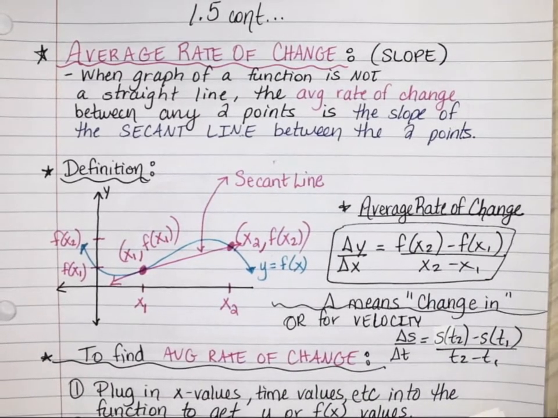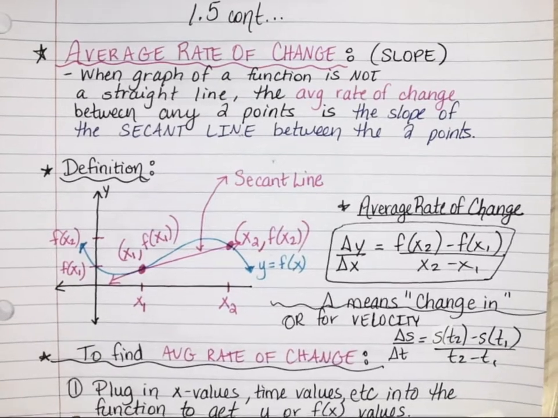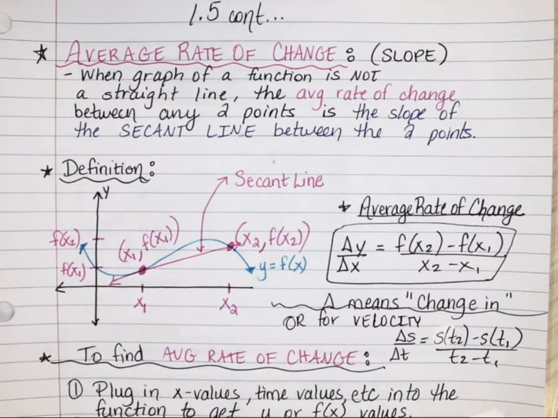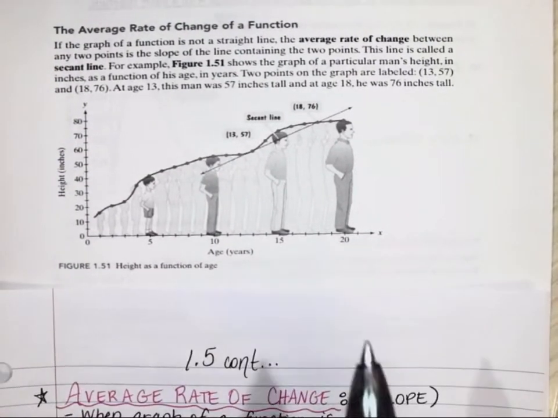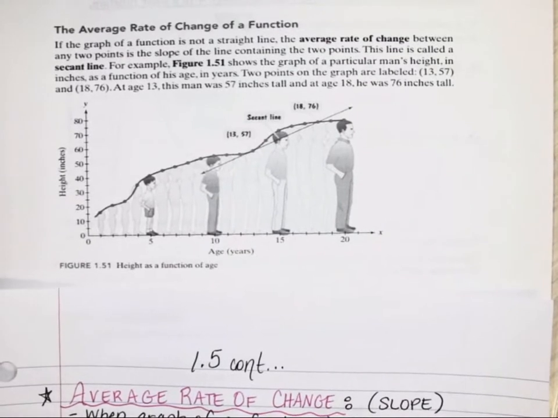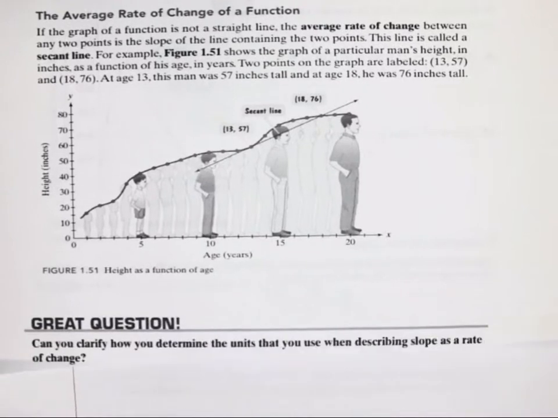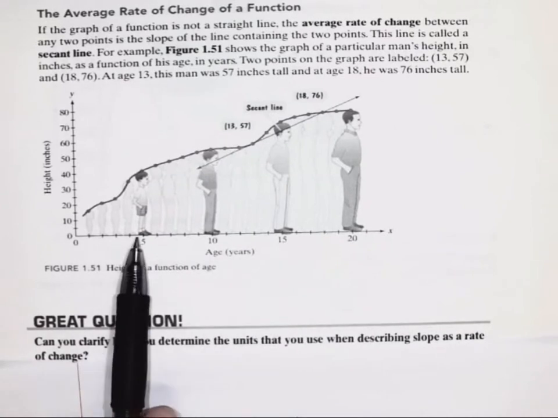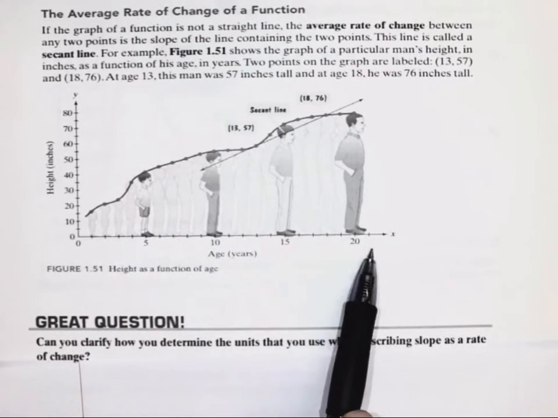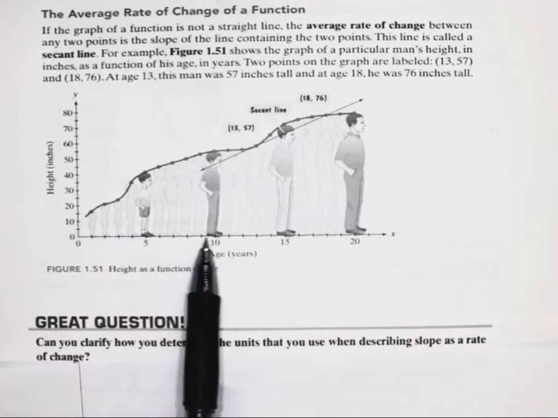Okay, and where average rate of change typically comes in, when a graph of a function is not a straight line, so for example, if you look here, it says if the graph of a function is not a straight line, the average rate of change or slope between any 2 points is the slope of the line containing the 2 points. So here we see height at age 5, 10, 15, 20. And of course, the height in inches is y. Age, time is independent.